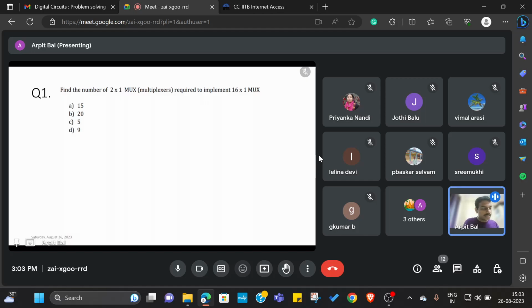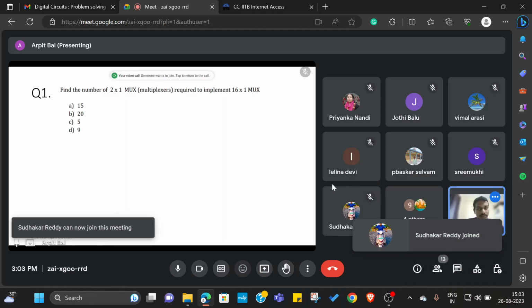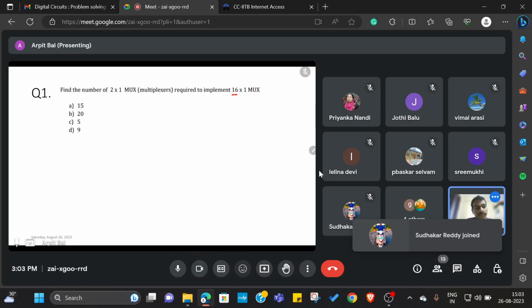Okay, so the first question is, we have to find the number of 2 cross 1 mux that is required to implement 16 cross 1 mux. So what we have is a bunch of 2 cross 1 mux, and we have to implement a 16 cross 1 mux using those 2 cross 1 muxes, right? In these types of problems, we first need to check what is the number of inputs that the new mux should have. So the new mux should have 16 inputs.